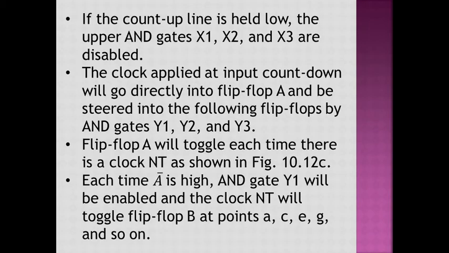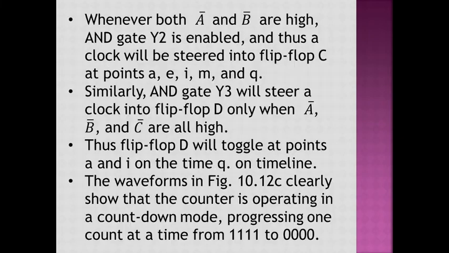Now, here we have seen that the clock applied at the input countdown will go directly into flip-flop A and will be steered into the following flip-flops by AND gates Y1, Y2 and Y3. Flip-flop A will toggle each time there is a clock negative transition, as shown in figure 10.12c. Each time A bar is high, AND gate Y1 will be enabled and the clock negative transition will toggle flip-flop B at the points A, C, E, G and so on.